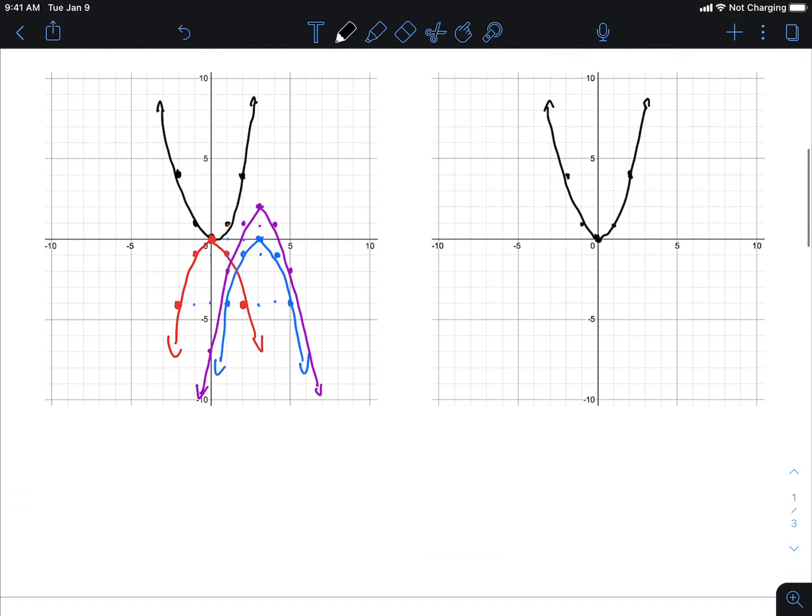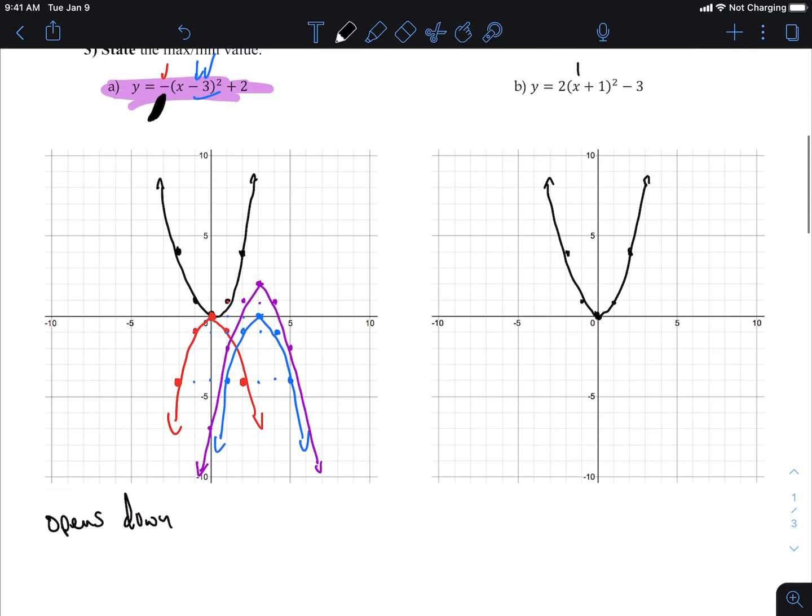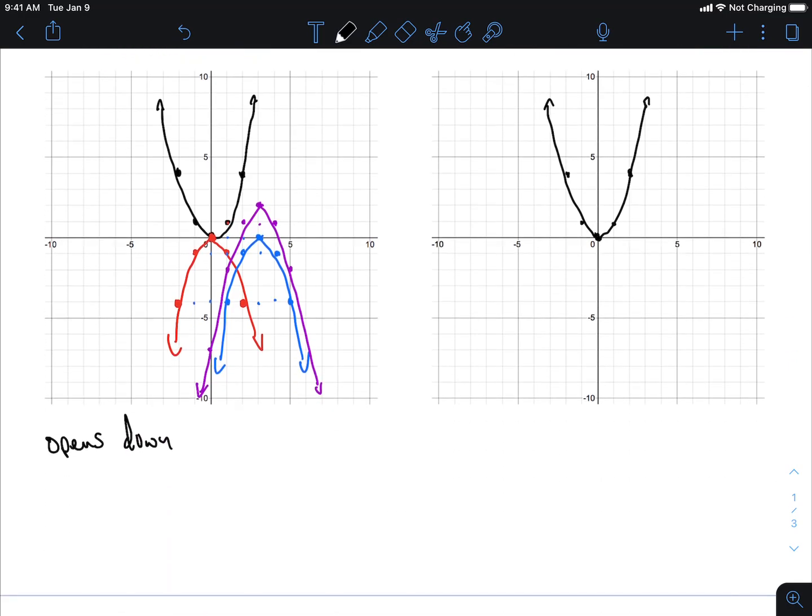The purple one, does it open up or down? The final graph. It opens down. So if it opens down, how do I know it opens down? The negative out front. Right? The negative tells me it's opening down. So if a parabola opens down, what must it have? A maximum or a minimum? It has a maximum, right? So we know it has to have a max.